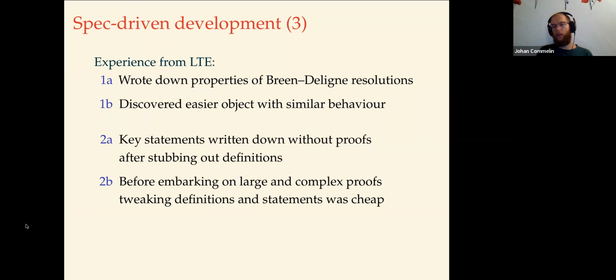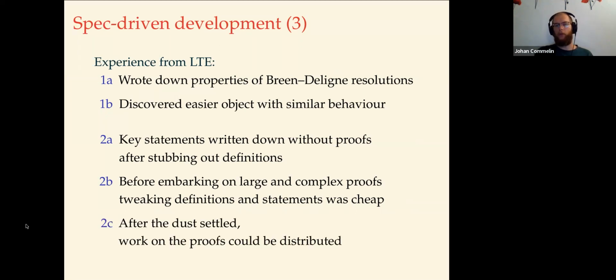Once you've proven something, if you want to change it, then the proof might have gone to waste, or at least you need to fix parts where the proof breaks, etc. And so it becomes a lot more expensive to make these changes. And I think that's another benefit of this spec-driven development. If you only have the spec, changing the spec is really easy and cheap. And so once the dust settled and we had all these main statements and definitions in place, then work on the proof could also easily be distributed, and many people could start working on filling in different gaps in different places.